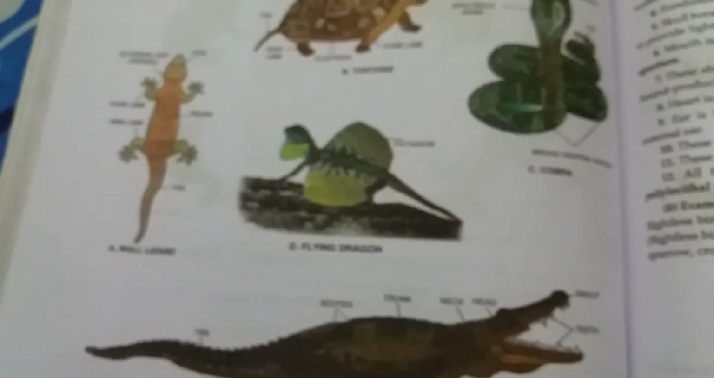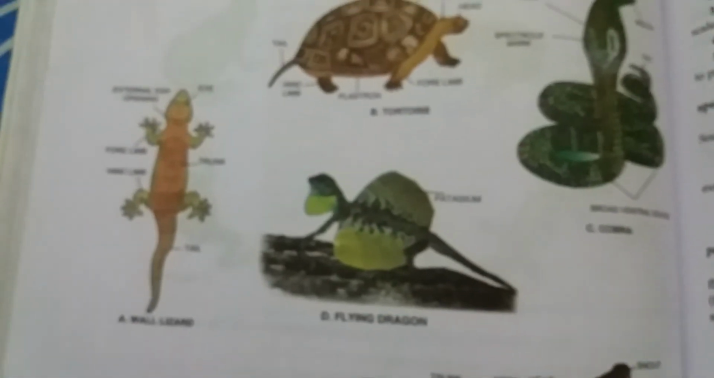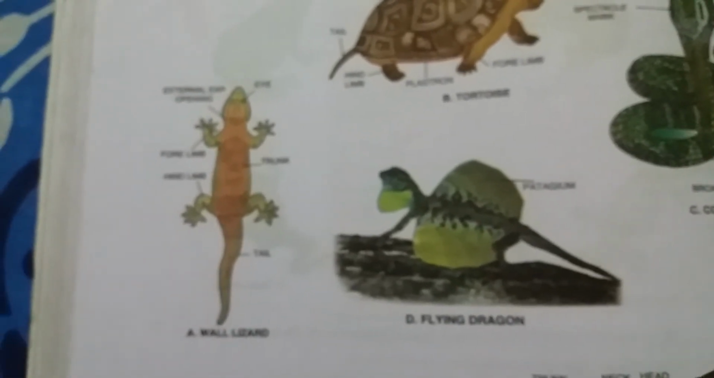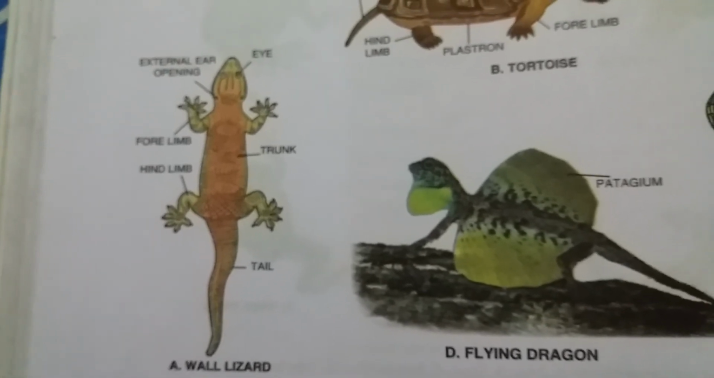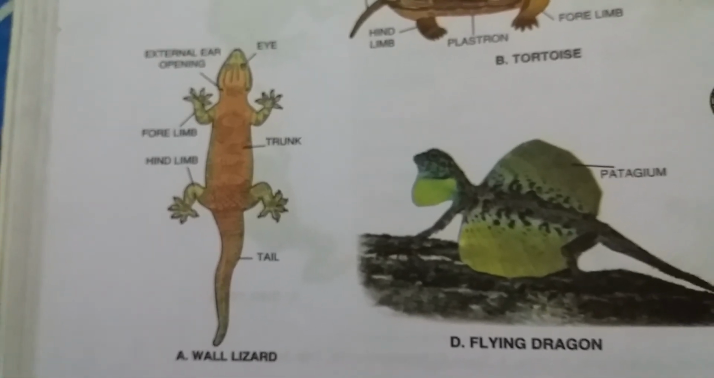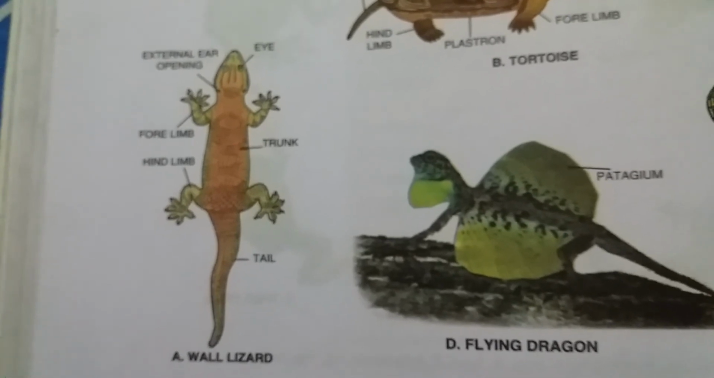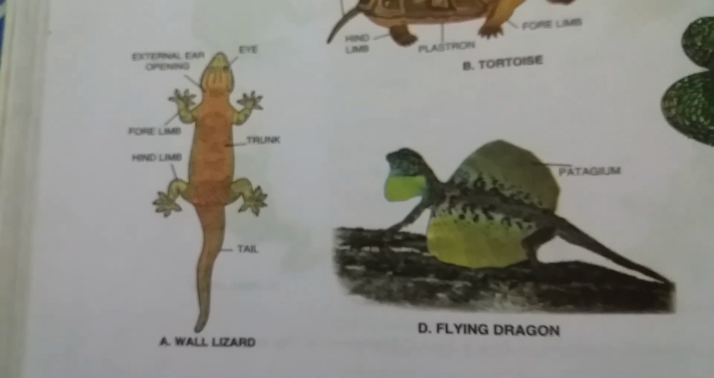Here you can see the examples of these: tortoise, wall lizard, flying dragon, cobra. I think you can draw the diagram of wall lizard accurately, a simple diagram showing all the characters: forelimb, hind limb, tail, trunk, eye, external ear opening.